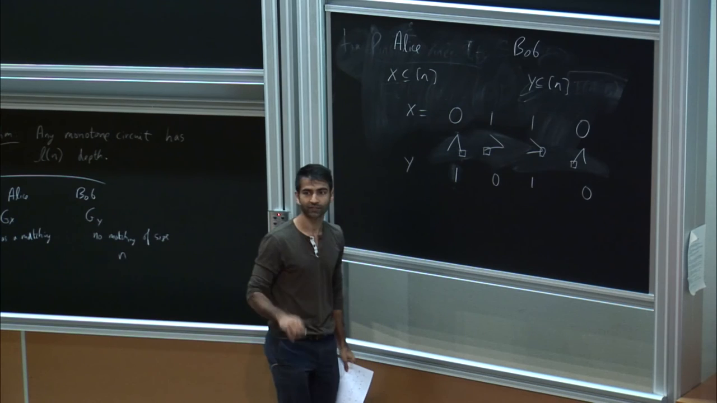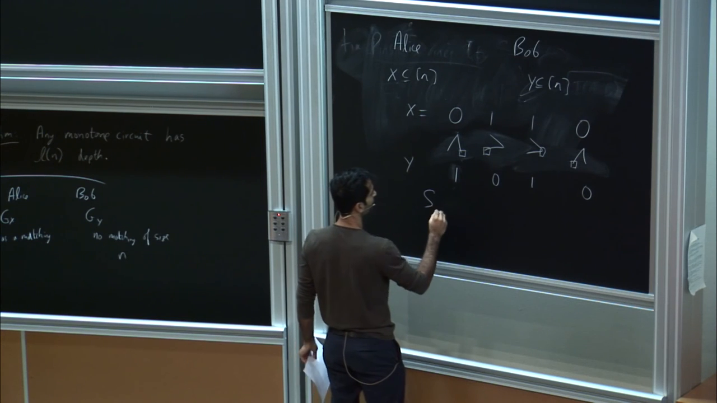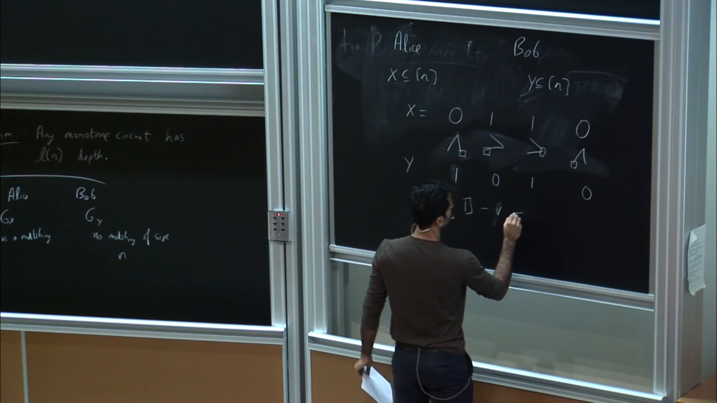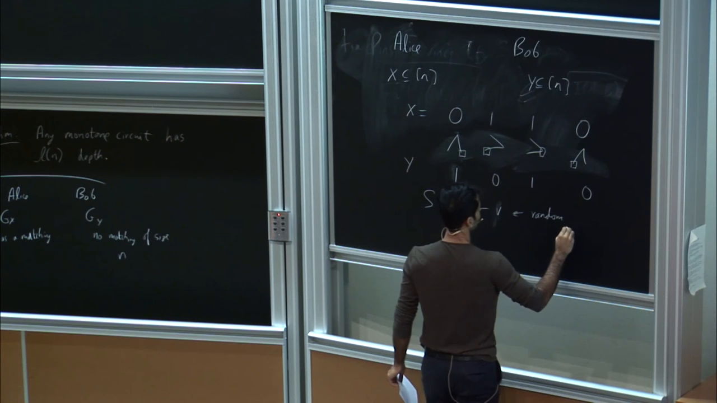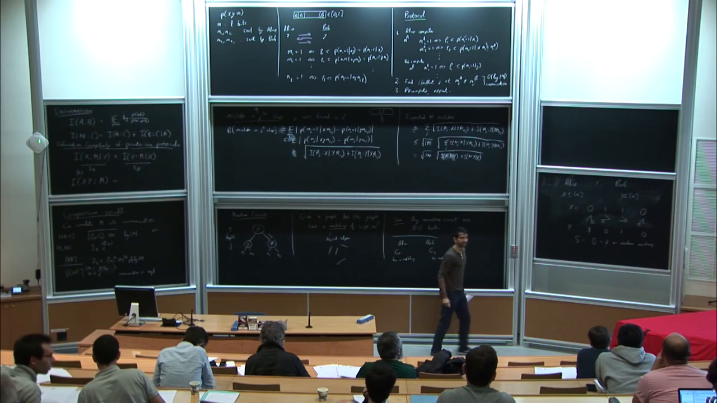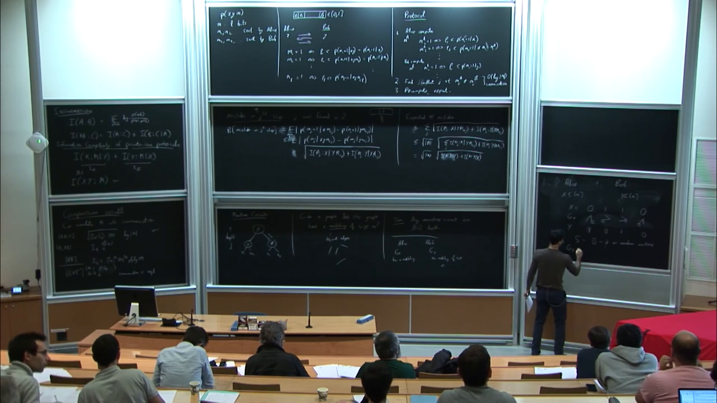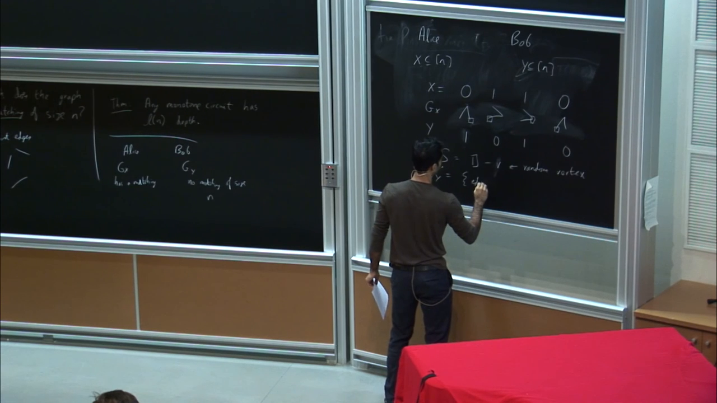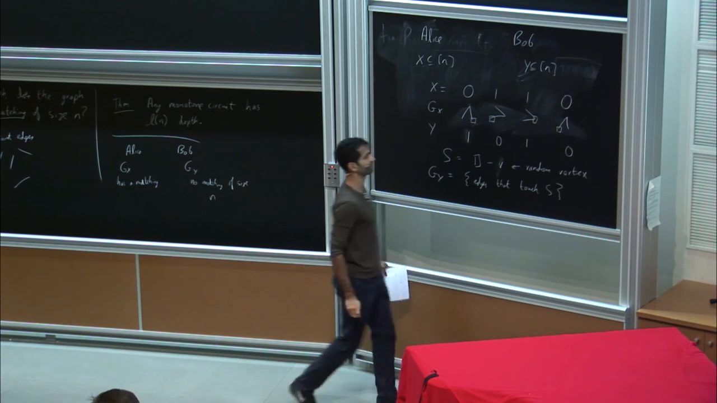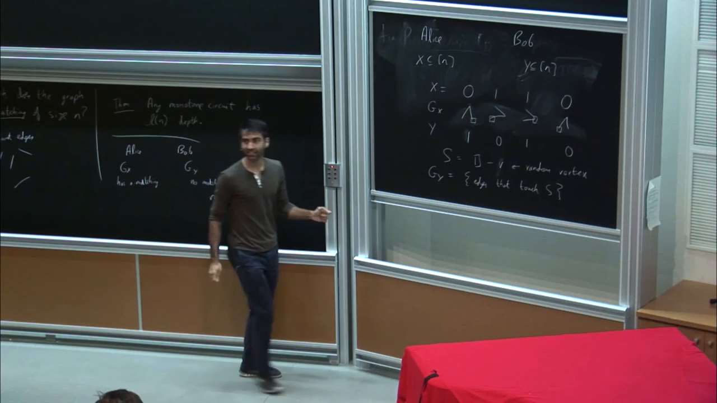I'm going to define now a graph. Bob will compute the following set S, which is all the squares minus V, where V is a random vertex in the graph. So the graphs are the same for both. Now I'm going to define a graph. This is GX, and GY is going to be the set of edges: take all the edges that touch S. So that's the construction of GX and GY, and let's see what happens.